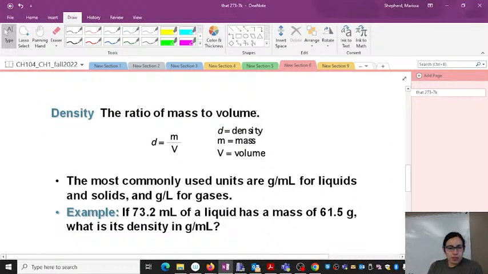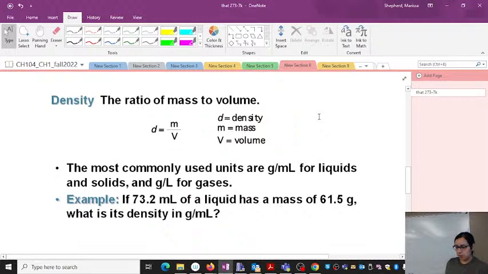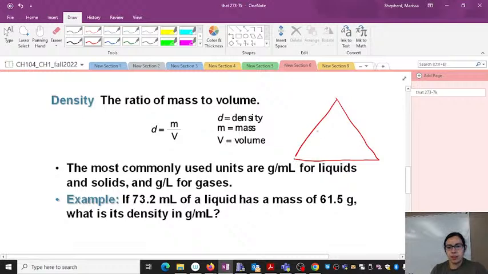Let's hit up density, and then we'll be ready to do practice problems. So density is just defined as a ratio of mass to volume, and I also like writing it in this form. You put whatever variable is on top, so mass goes on top, density and volume below.